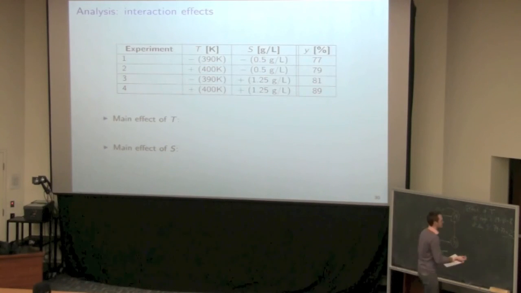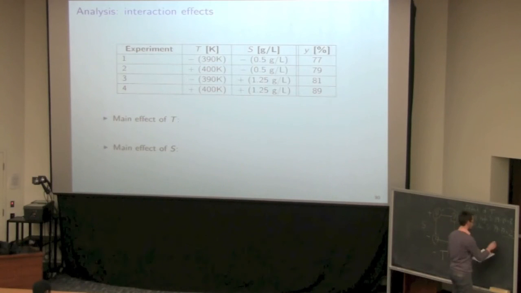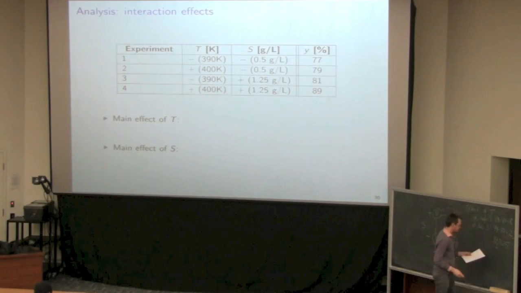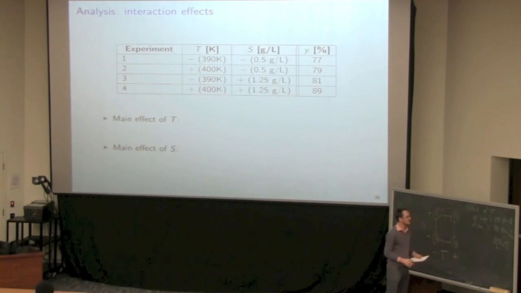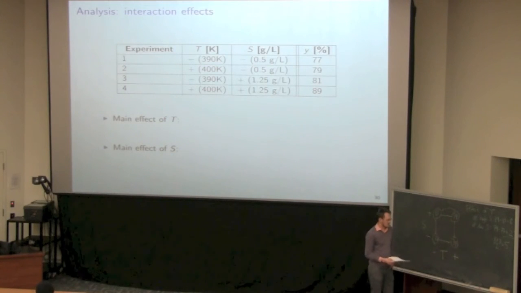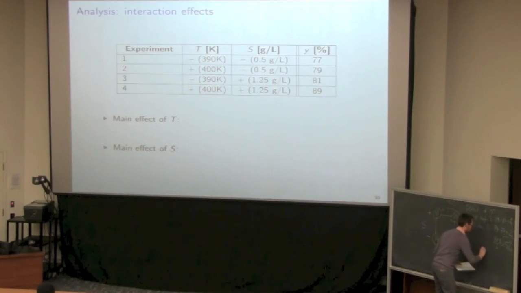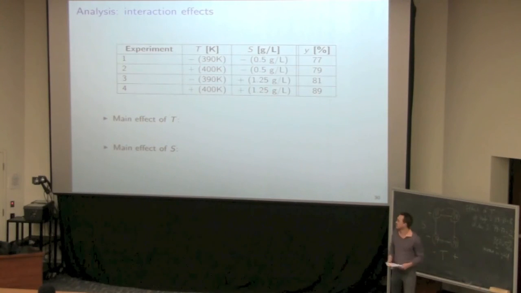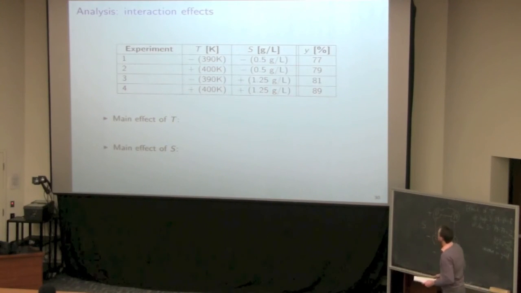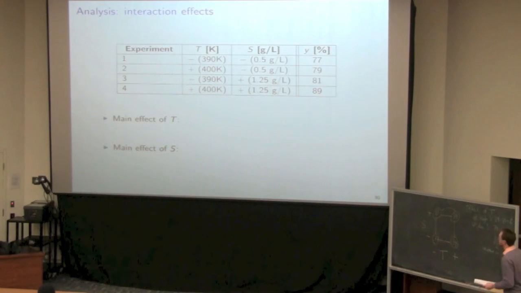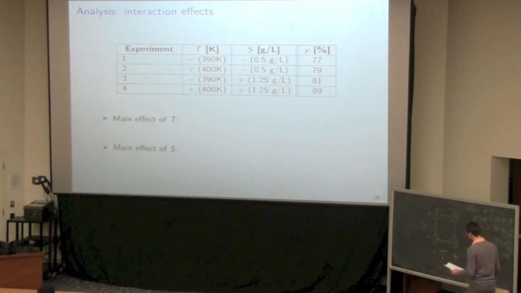What's the average of these two? 8 plus 2 is 10, divided by 2. That's 5%. So it's a 5% increase in yield. And in this case, we've gone from 390 to 400, so it's a 5% increase in yield per 10 Kelvin.